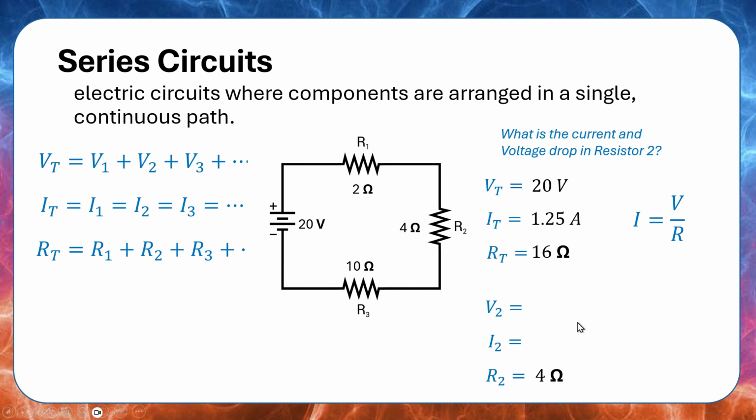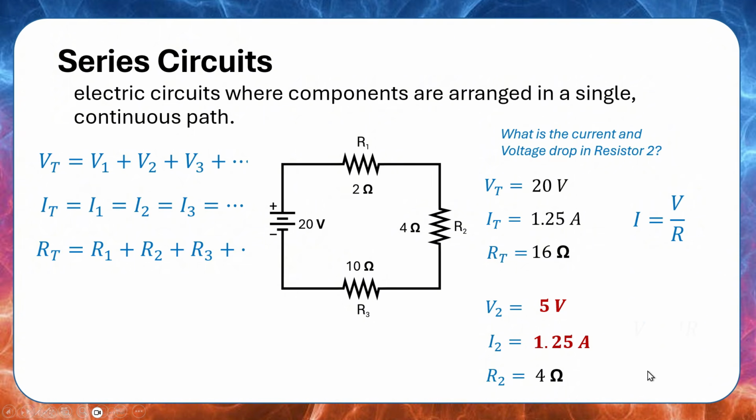Now, is this answer helping us to get the answer for resistor 2? Yes, it's because I total is equal to I1, equal to I2, and equal to I3. So it means that I2 is also 1.25 amperes. So we already have one answer to our question. Let's find the voltage drop, or the voltage in resistor 2. So how do we answer that? Of course, Ohm's law. Don't forget that Ohm's law is very useful.